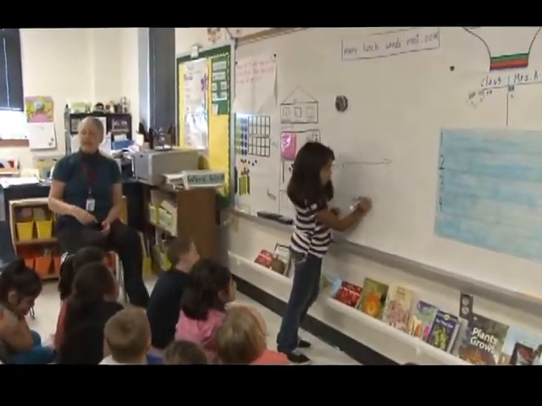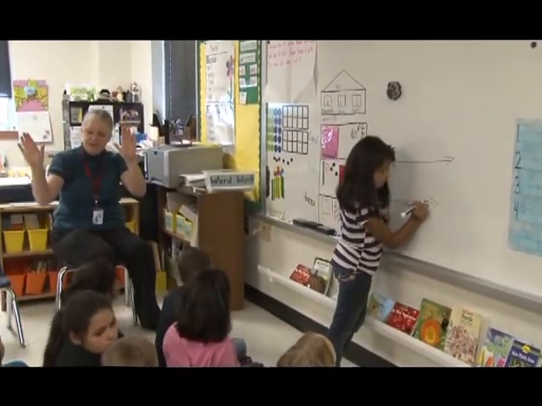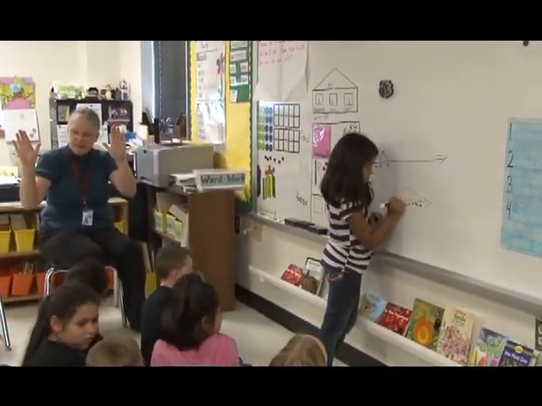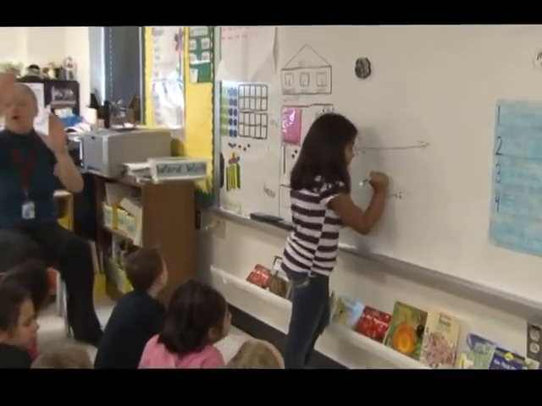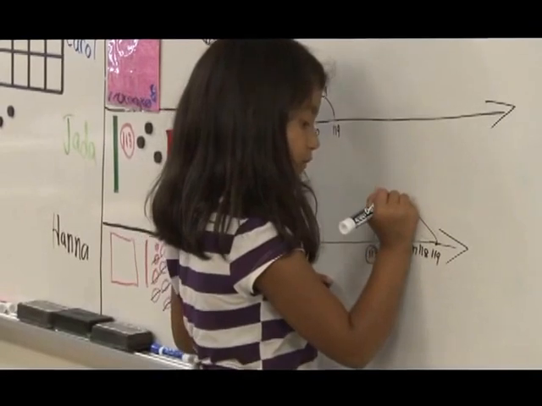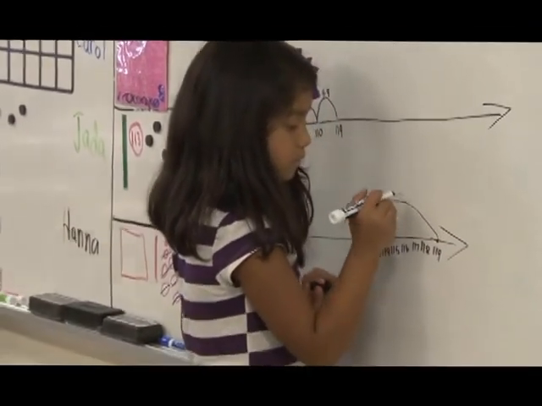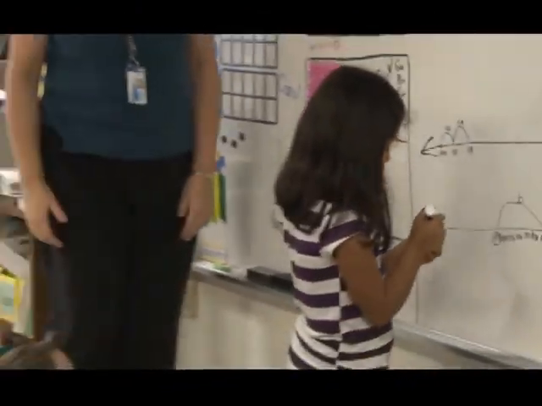Excellent. Now listen, if I'm at 119 and I take away a 6, where am I going to be at? I would have been at 113. Either way, it's the same answer. It's because 9 minus 6. Excellent.